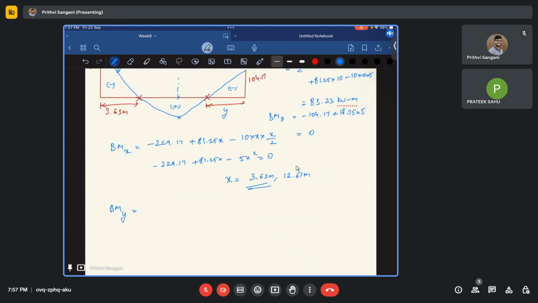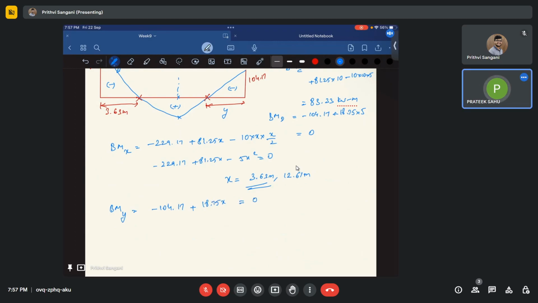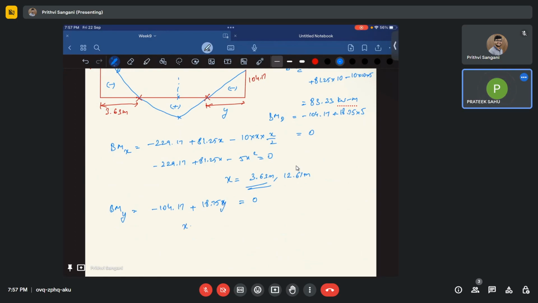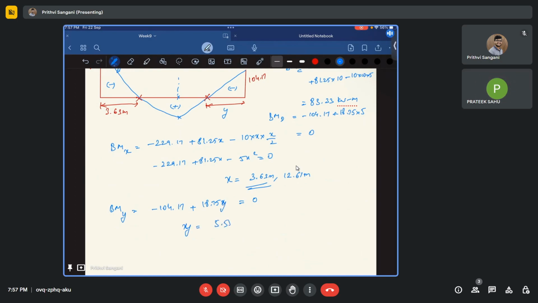Bending moment at Y is going to be minus 104.17 plus 18.75 x. So this is going to be 104.17 divided by 18.75, which is 5.55. So this is 5.55 meters from support B. Okay.